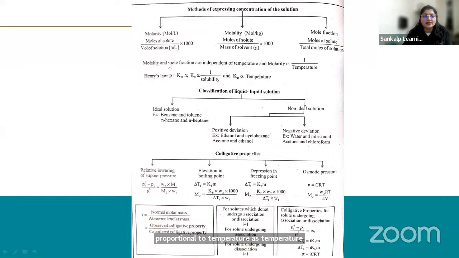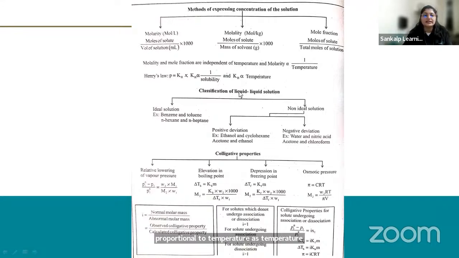What is Henry's law? The partial vapor pressure of a gas in a liquid is directly proportional to its mole fraction. So P is equal to KH into chi. KH is inversely proportional to solubility. As solubility increases, KH value will decrease. And KH is directly proportional to temperature. As temperature increases, KH value also increases.